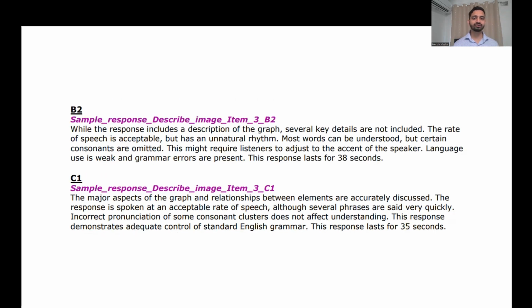B2: while the response includes a description of the graph, several key details are not included. The rate of speech is acceptable, but has an unnatural rhythm. Most words can be understood, but certain consonants are omitted. This might require listeners to adjust to the accent of the speaker. Language is weak, and grammar errors are present. This response lasts for 38 seconds. C1.